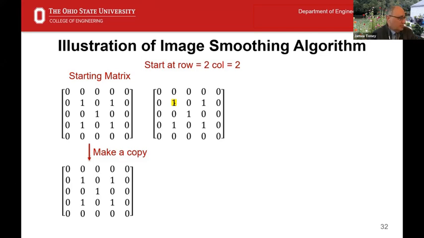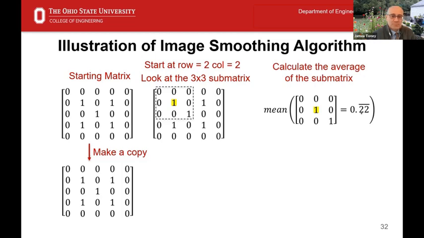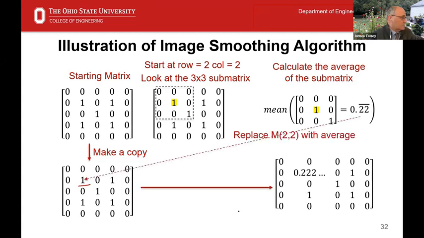All right, so we're going to start at row 2, column 2. And we're going to pick out the 3 by 3 submatrix around that pixel and take the average. And then replace that element in the copy, not in the original matrix, with that average. All right, so that's the basic idea.